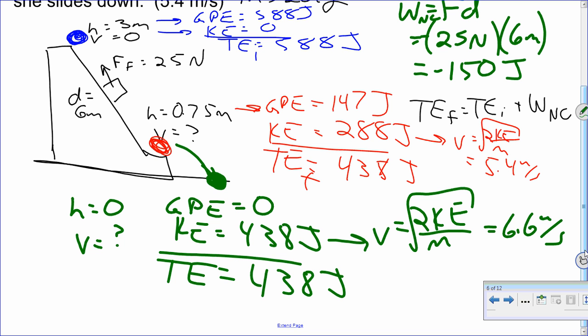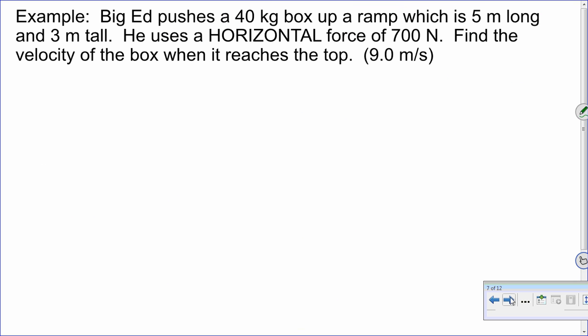Any problems? All right, this next example is a great example of where using work and energy is way easier than messing with Newton's laws. So Big Ed pushes a 40-kilogram box up a ramp that's 5 meters long and 3 meters tall. He uses a horizontal force of 700 newtons. Find the velocity of the box when it reaches the top.